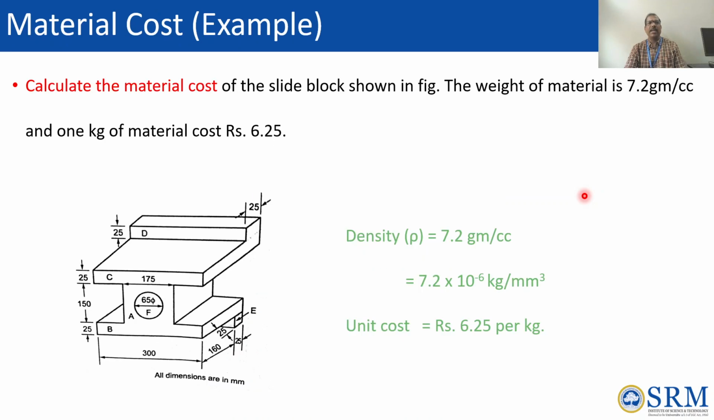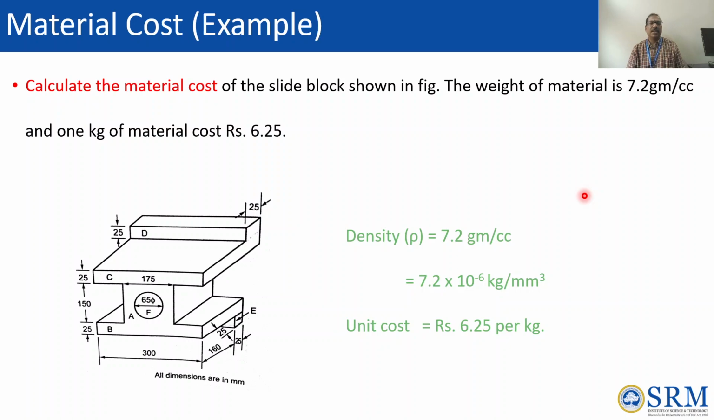So, just to recollect, in another example to calculate material cost, the simple procedure is: first we need to understand the given drawing and calculate the volume. Once we have calculated the volume, multiplying the total volume with the density gives us the weight. Then, with the unit cost for that weight, the material cost is given. With that we can easily calculate.